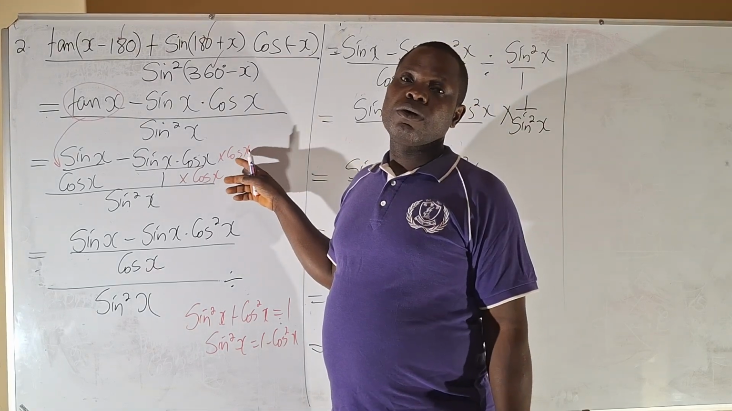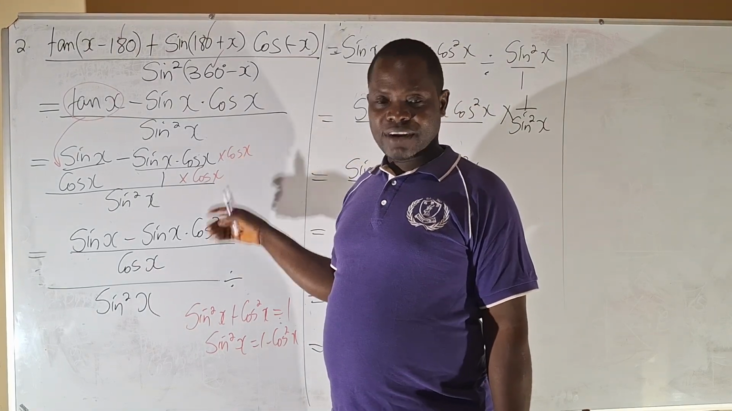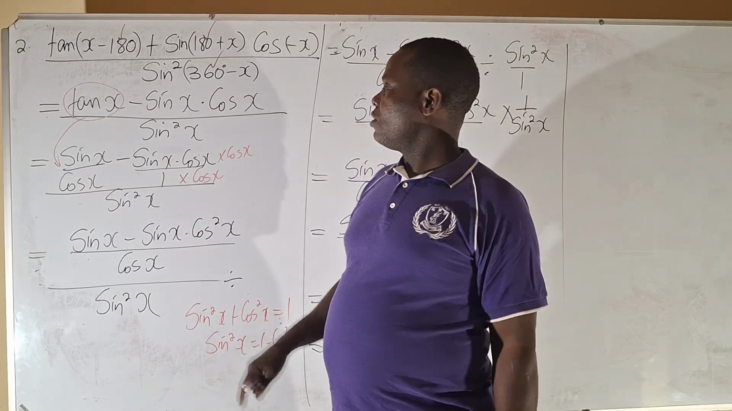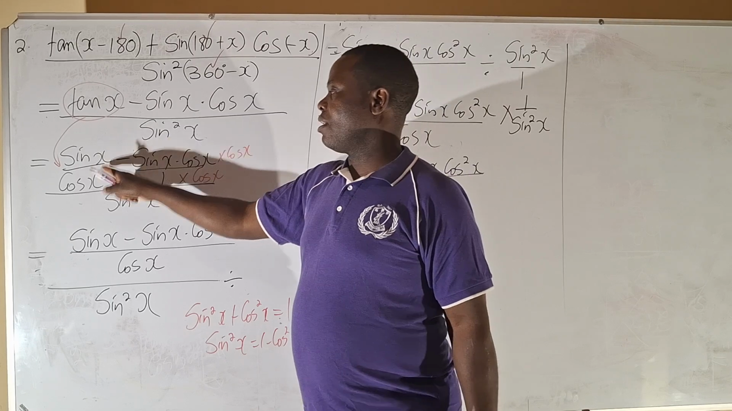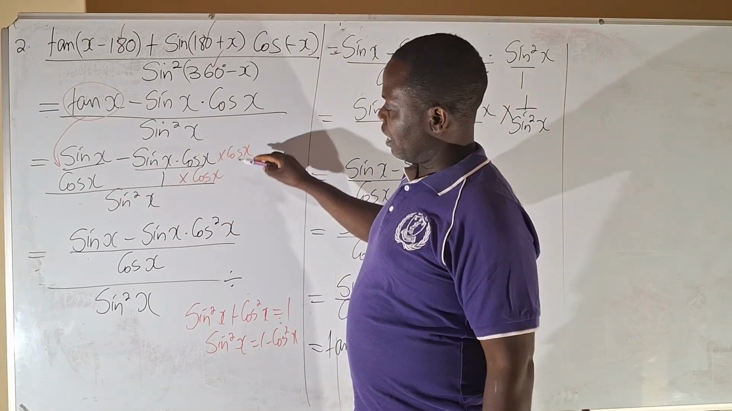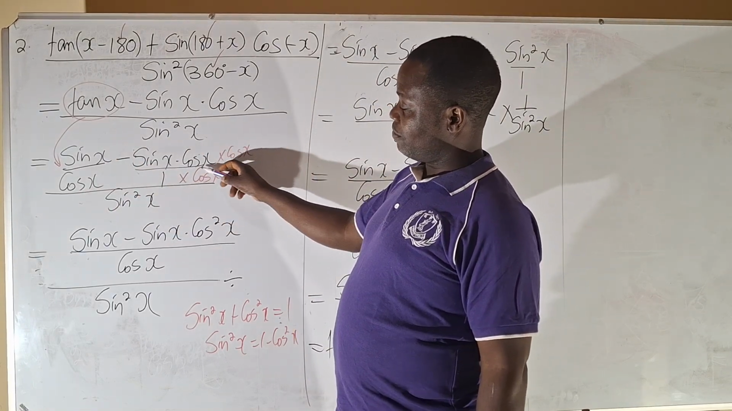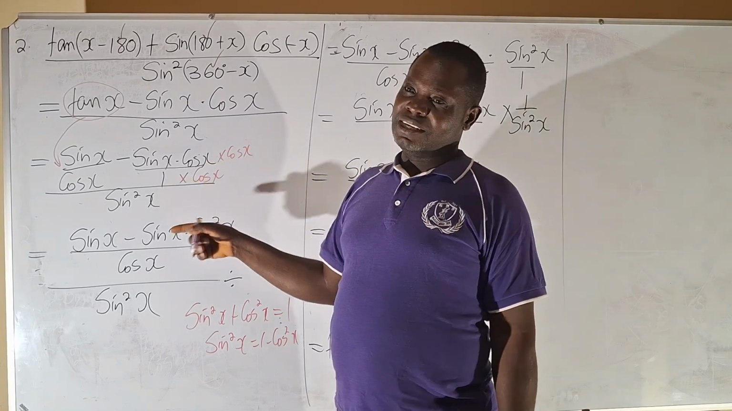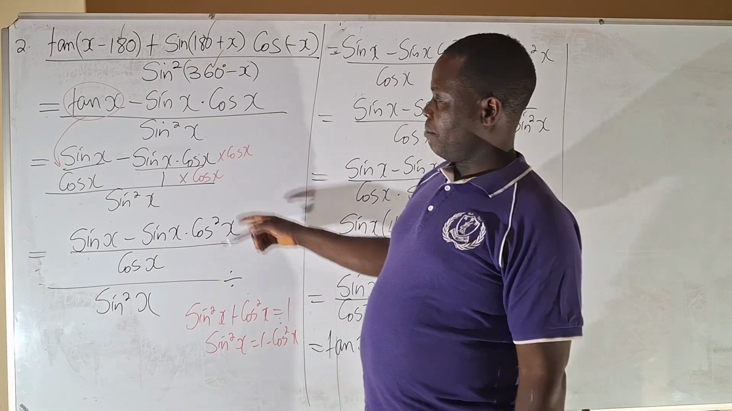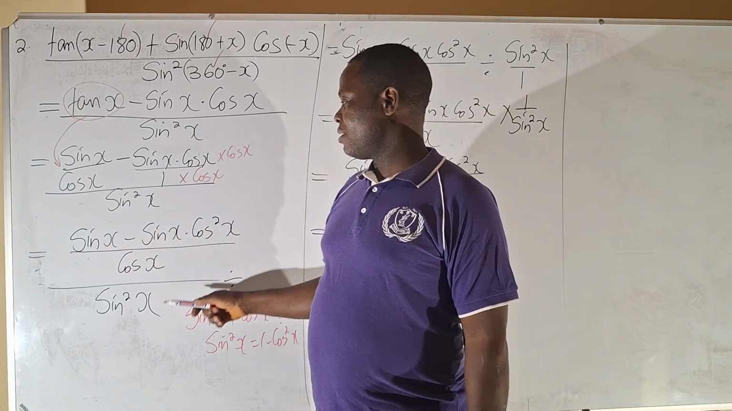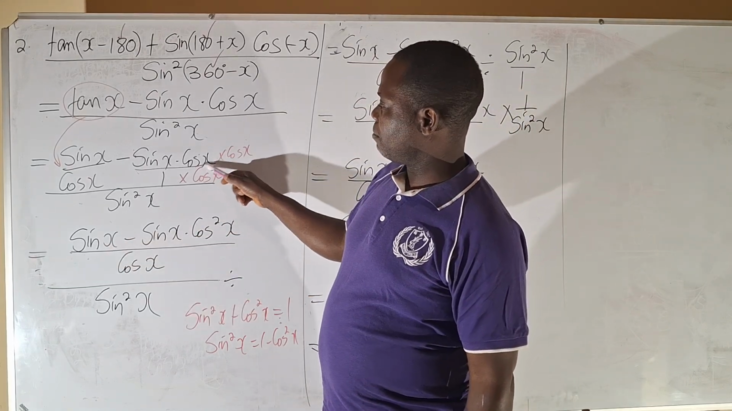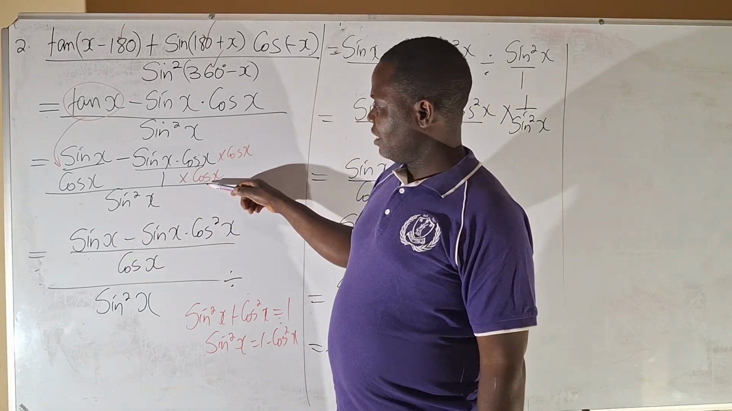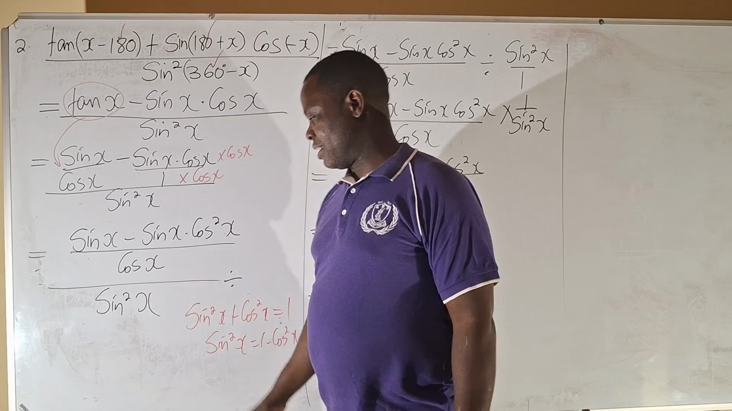What do you do when adding or subtracting fractions? You make the denominators the same. So this one is over 1, this one is over cos. Therefore, I multiplied the top and the bottom of one fraction by cos x so that the denominators may be the same. Then my numerator now becomes sine x minus sine x. Cos times cos gives me cos squared x. So this is my whole numerator divided by sine squared x.